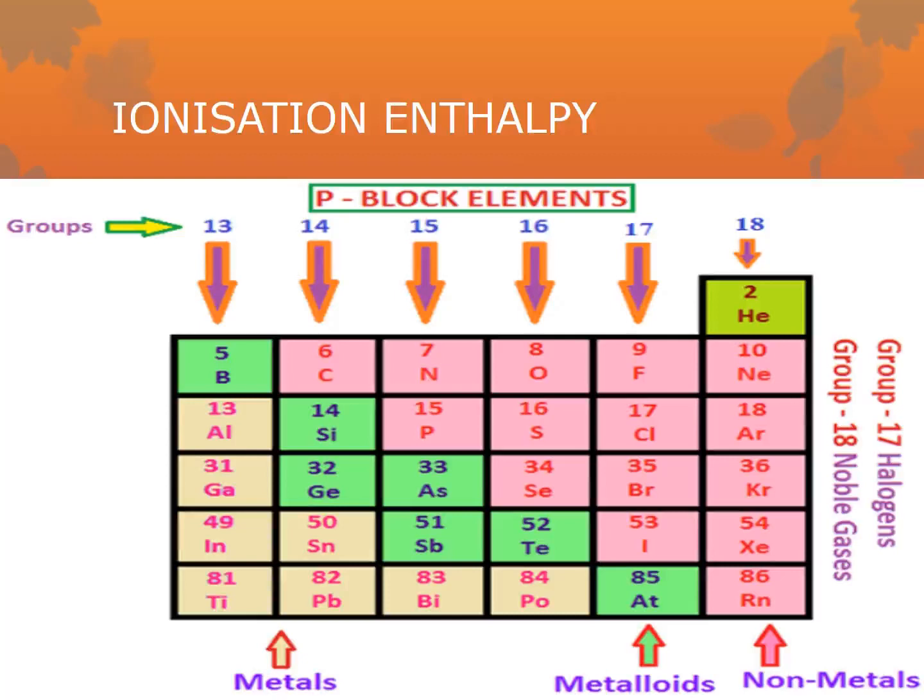The ionization enthalpy of elements in a successive group is higher than the corresponding elements of the previous group, as expected. You understood? Ionization enthalpy in successive groups is higher than the corresponding element of the previous group, as per our expectation. Group 18 are noble gases, group 17 are halogens, okay.